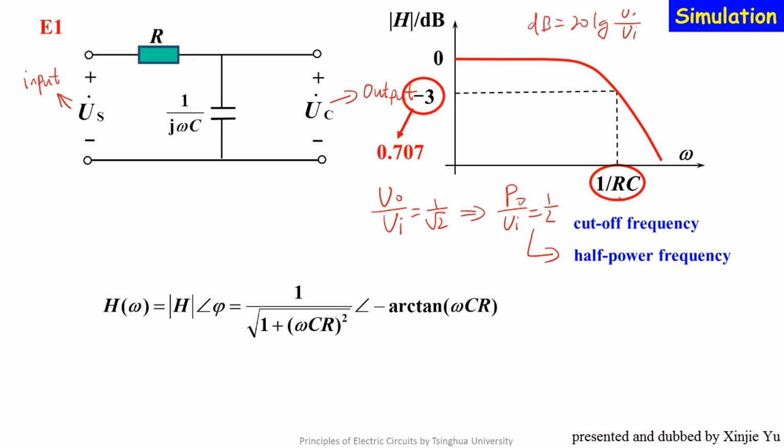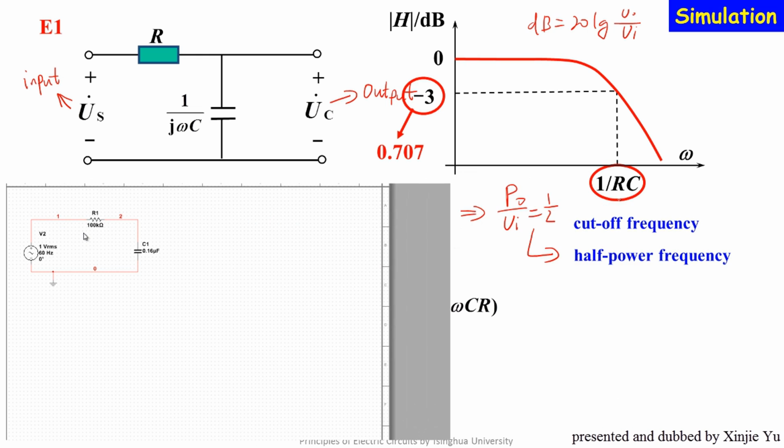Here, we can also use a simulation to deepen your impression. We use a serial circuit of a voltage source and RC to illustrate the half-power frequency of the LP filter. About how to use Multisim to display the transfer function of a circuit, we have discussed in the introduction of Simulation 6. Here we use it directly.